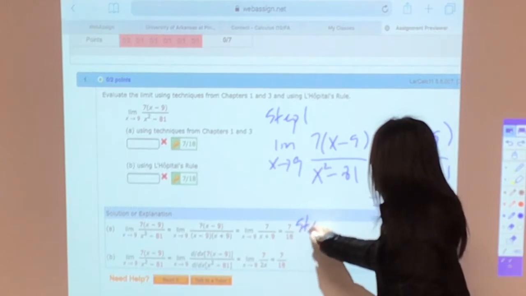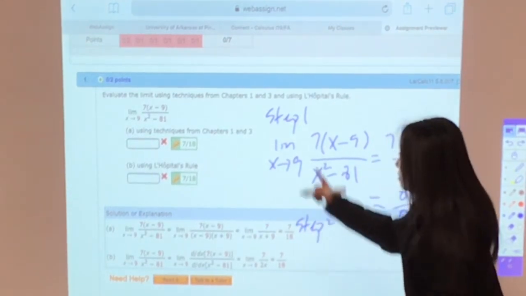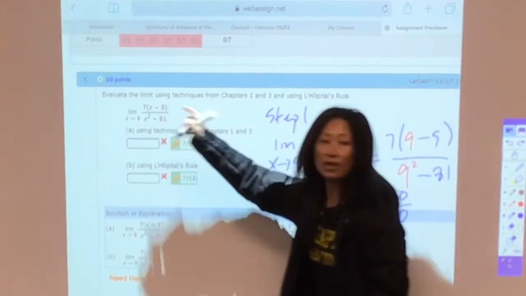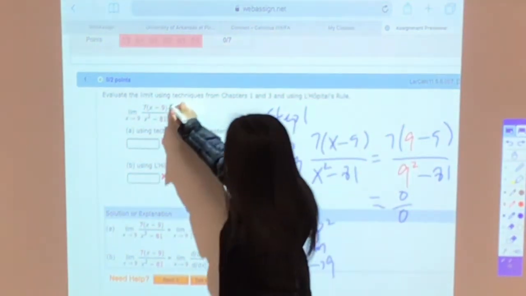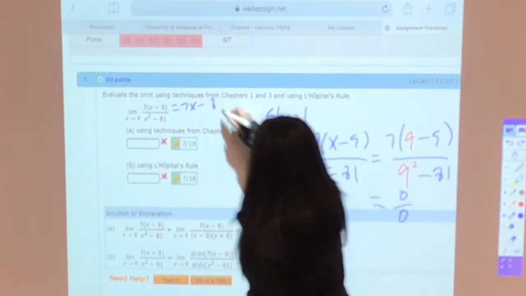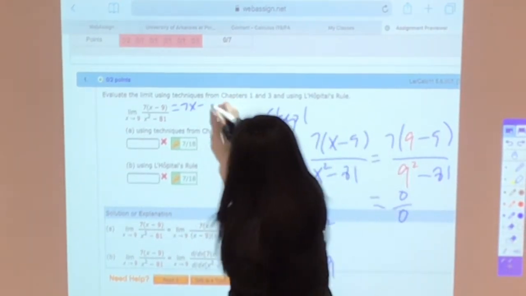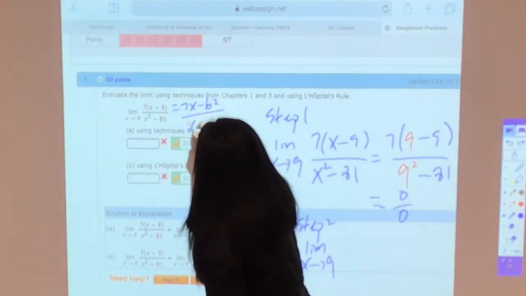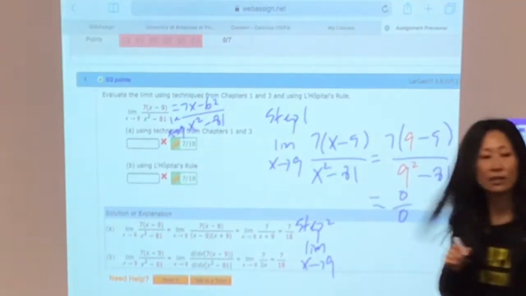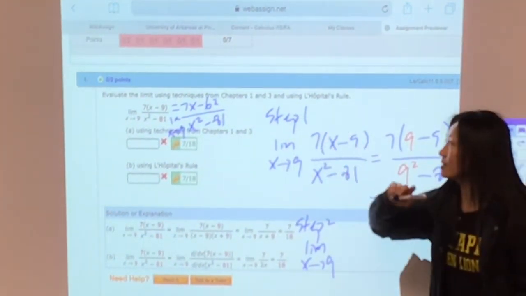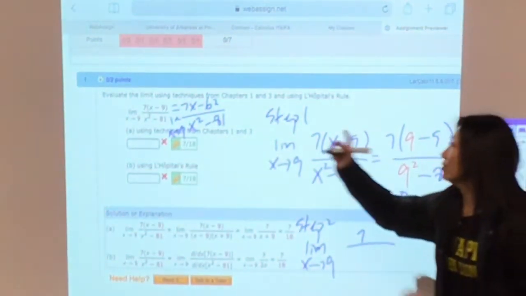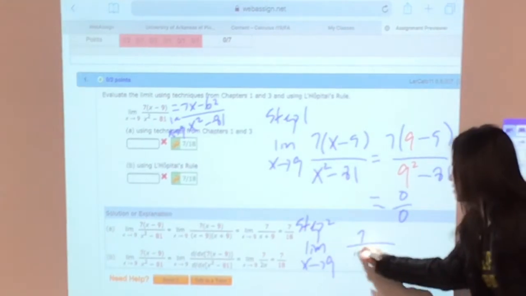So step 2, I'll just take the derivative. So first one, I'm still going to do limit as x goes to 9, but I will take a derivative of that. So you see this is 7x minus 63 over x squared minus 81. Does everybody see me? So derivative of 7x minus 63 is just what? 7. And derivative of x squared minus 81 is what? 2x.